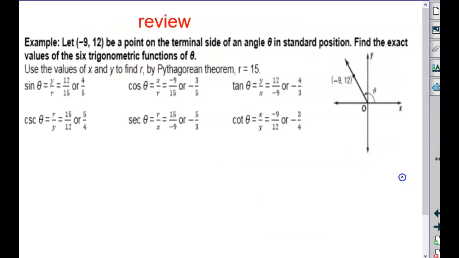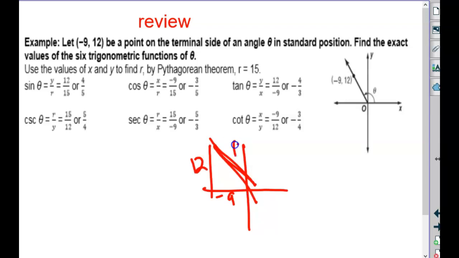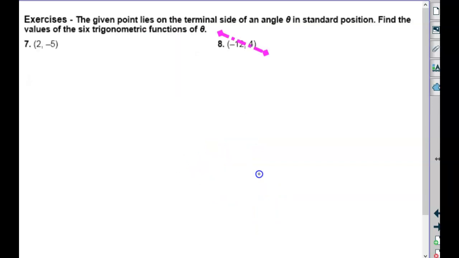Okay. This is when you're given an ordered pair. So if you were given the ordered pair, go left 9 and up 12. You could do Pythagorean theorem to find this hypotenuse, right, guys? Comes out 15. And then the angle you're talking about is down here. And you just do all the functions, opposite over hypotenuse, etc. So I'm hoping you're good with this already. So let's do number 7. Might be on the back. Am I on the back already?